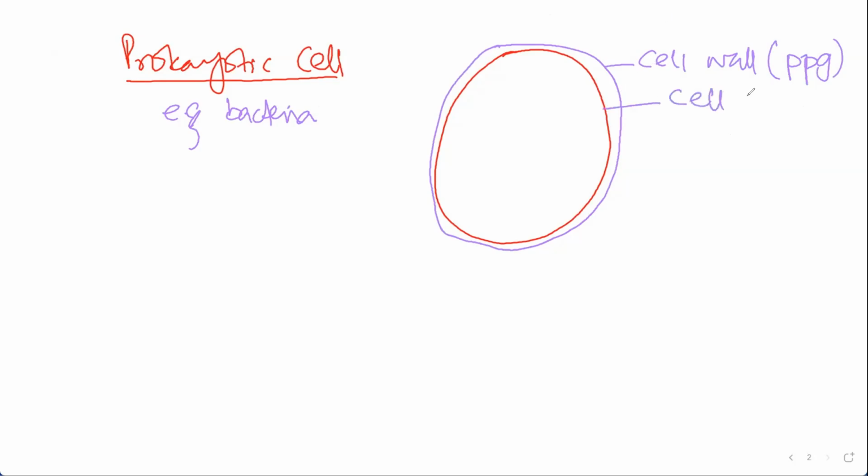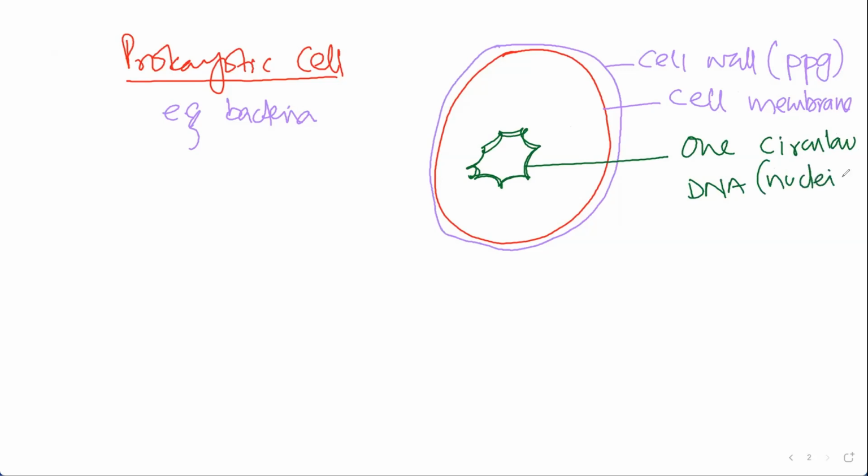Then since they are cells, they have a cell membrane. Got it? And look, do they have a nucleus? Prokaryotic cells, should they have a nucleus? Look, nucleus is membrane bound. So they don't have a nucleus. But should they have nucleic acid? They do. So look, this is the nucleic acid. They have one circular DNA, nucleic acid.